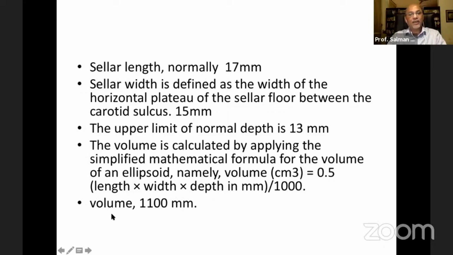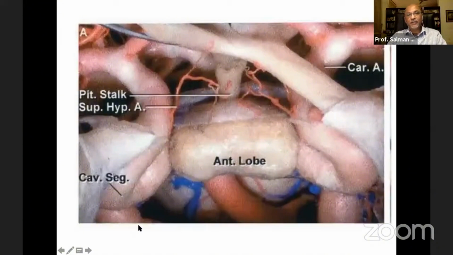And the total volume generally is about 1100 millimeter. So here we are seeing a part of the optics on the right, which are tilted away. And then we can see the whole carotid taking its circle, turning its way. You can see the superior hypophyseal artery supplying part of the anterior lobe here.